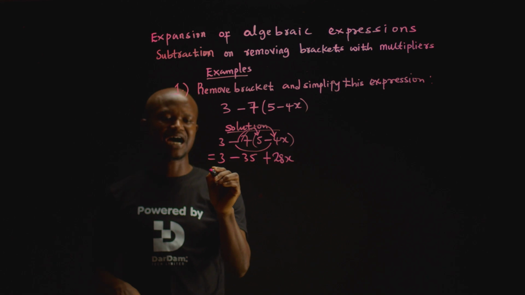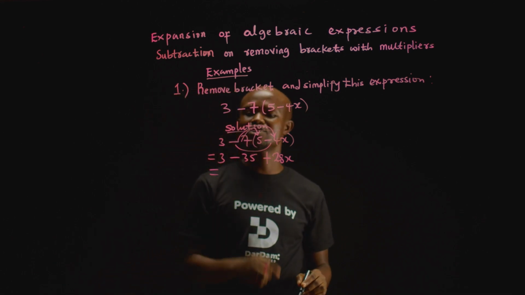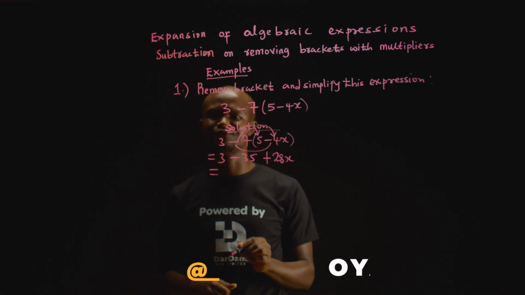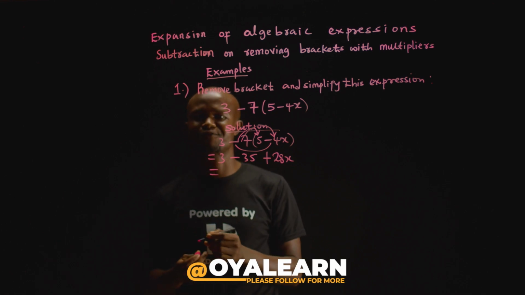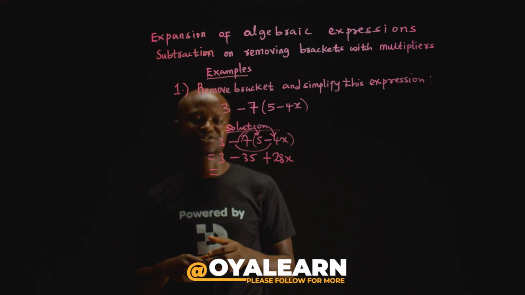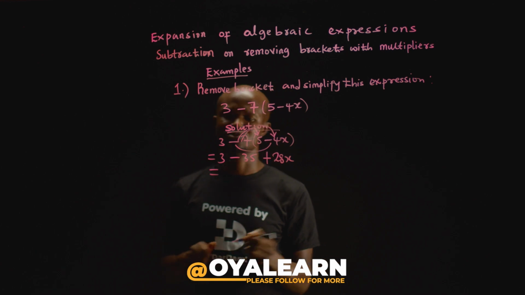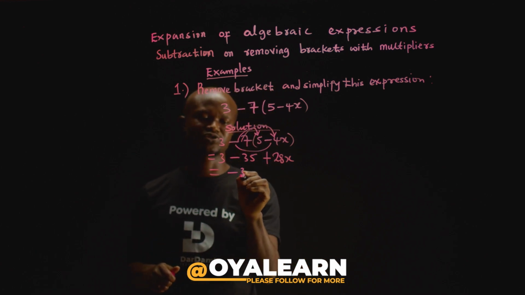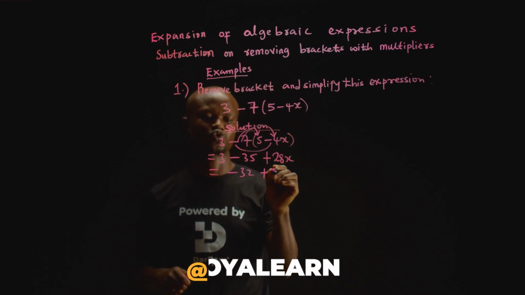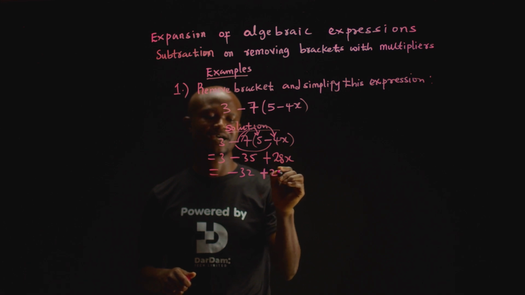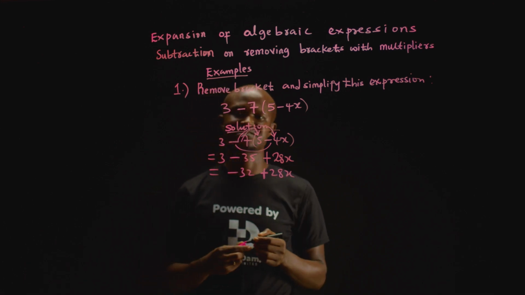In this case, we have 3 minus 35. What do we have? Taking away a bigger number from a smaller number, we are having minus 32. So that would be minus 32 plus 28x. That is the answer to the question.